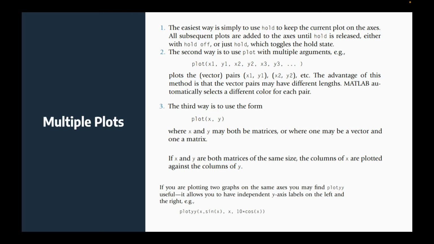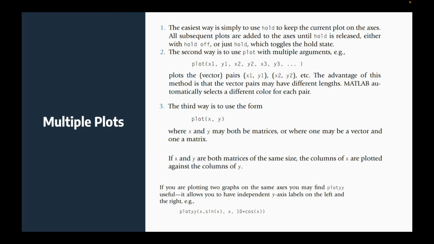Let's say I said x1 equals 1 to 4, y1 equals 2 to 5, then x2 equals 10 to 20, y2 equals 30 to 40. Then you can have plot x1, comma, y1, comma, x2, comma, y2. This way you'll be able to draw the x1, y1 graph and the x2, y2 graph all together. And again, we learned how to use hold. You can say plot x1, y1, then hold, then you say plot x2, y2. It's going to plot them both on the same Cartesian.